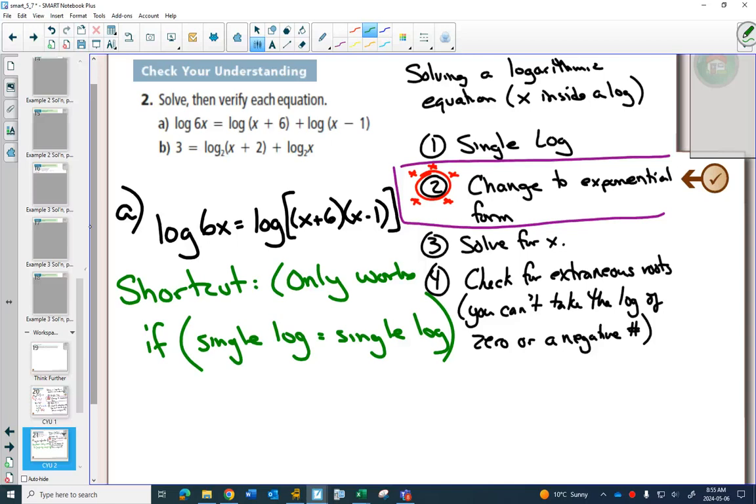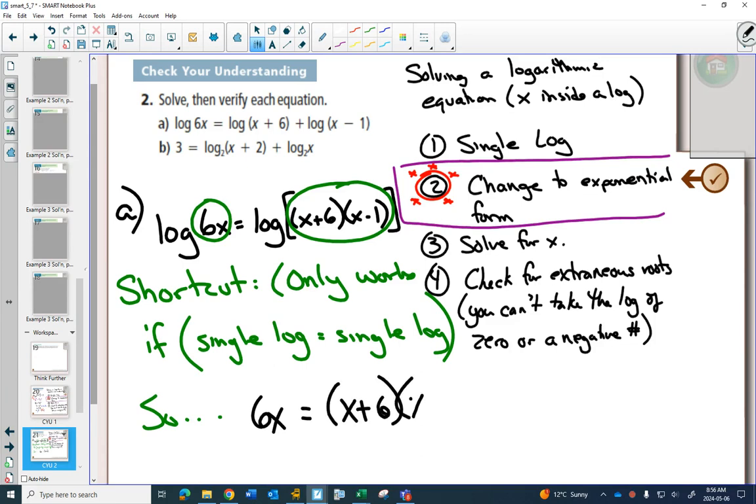But the shortcut is really nice, and it looks the same as our shortcut for solving exponential equations. You remember when I would go, so, like that? Well, what do we have? I have a log on this side and 6x inside. I have a log on this side, and I have this inside. By observation, does it not make sense that the 6x inside of this side has to equal the x plus 6 and the x minus 1 on the other side? That's a shortcut.